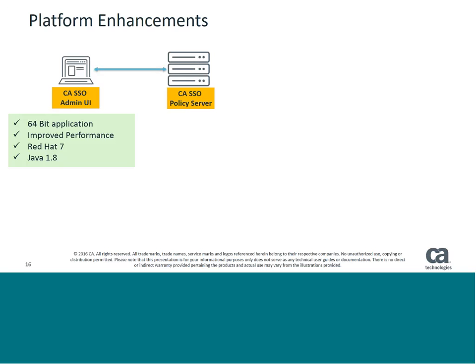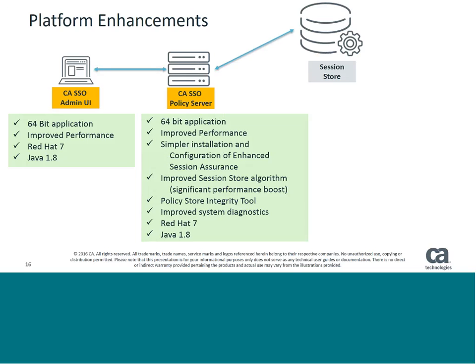We've introduced our first support for Red Hat 7 on the administrative interface with this release. We added the Java 1.8 support for Red Hat 7, which was also 64-bit. On the policy server side, same thing. We implemented the policy server as a 64-bit application. You'll see in the slide ahead some data about the improved performance that we saw in our lab.